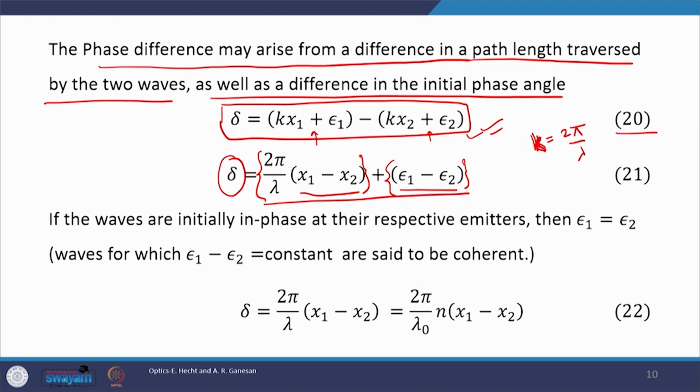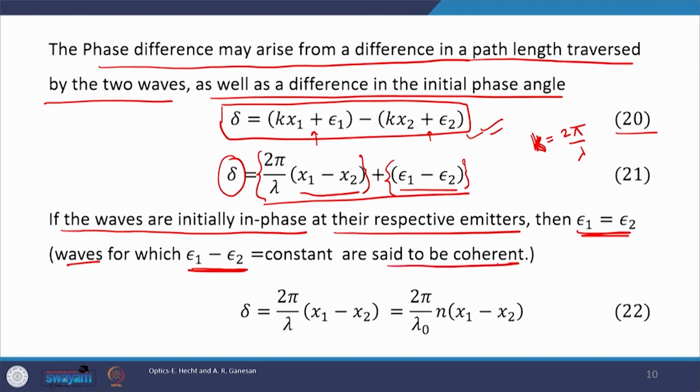Epsilon 1 is the initial phase of the first wave, epsilon 2 is the initial phase of the second wave. Take the difference, and this gives you the difference in the initial phases, and this is why if the waves are initially in the same phase at their respective emitters, then epsilon 1 would be equal to epsilon 2.